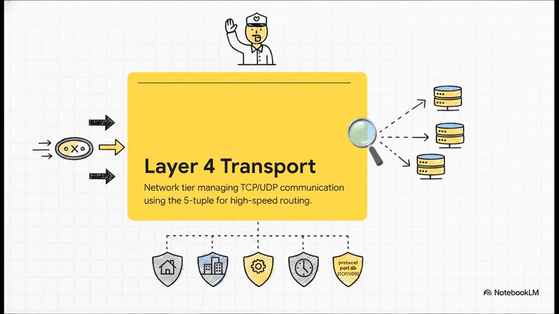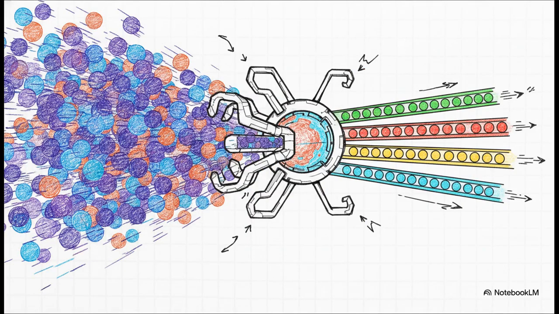Instead of looking deep into the payload, a Layer 4 load balancer makes its routing decisions based purely on what's known as the 5-tuple. That's the source and destination IP addresses, the source and destination ports, and the protocol type like TCP or UDP. When you sort traffic like this, the results are incredible.